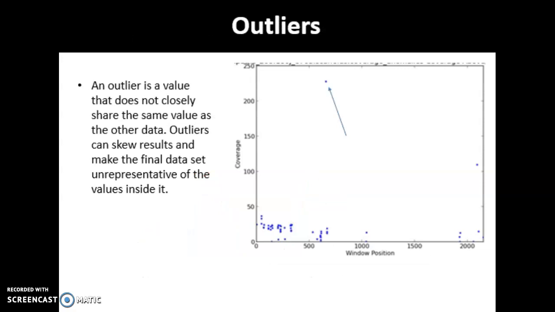So now moving on to outliers. An outlier is a value that does not closely share the same value as the other data. Outliers can skew results and make the final dataset unrepresentative of the values inside it. So outliers create distortion in data as they do not represent the other values in the data and therefore skew the results.